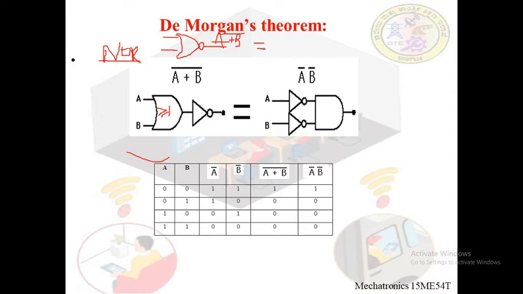This is logically equal to A bar into B bar, A bar dot B bar. So here we have A passing through the NOT gate, it will turn to A bar. B passing through the NOT gate, it will turn to B bar. A bar and B bar passing through the AND gate will get converted into A bar dot B bar. Now let us verify this using a truth table.